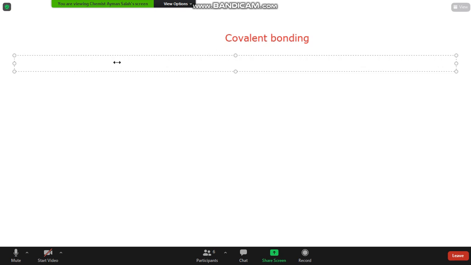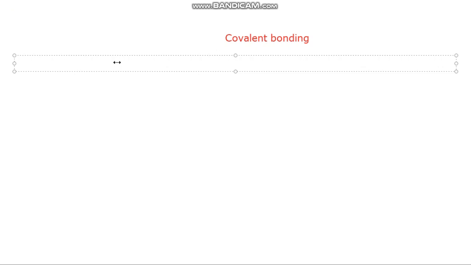So the ionic bonding takes place between metal and non-metal by electron transfer. The electron transfers from the metal to the non-metal. The metal changes into a positive ion and the non-metal changes into a negative ion. Then an attraction force takes place between the positive ion and the negative ion. Okay, and we had different examples: sodium chloride, magnesium oxide, and calcium chloride.